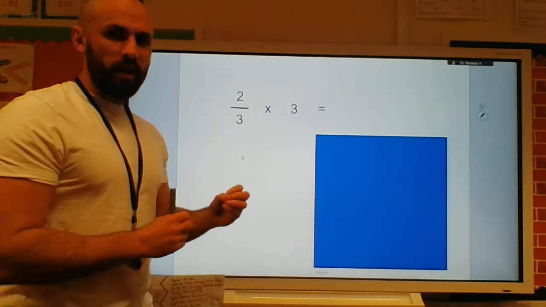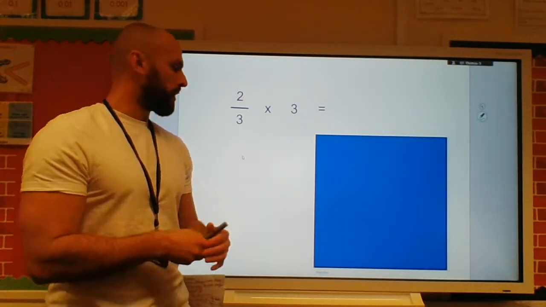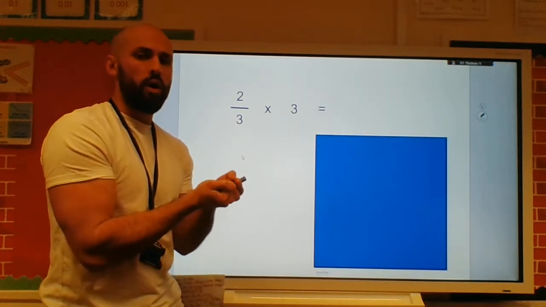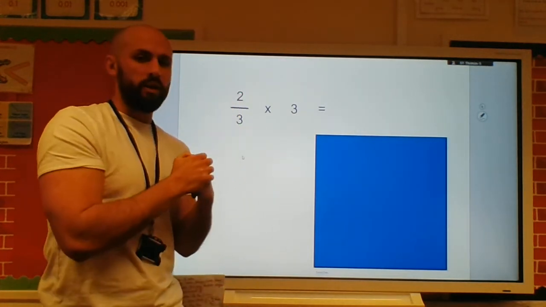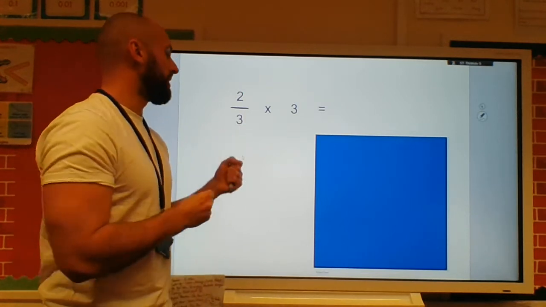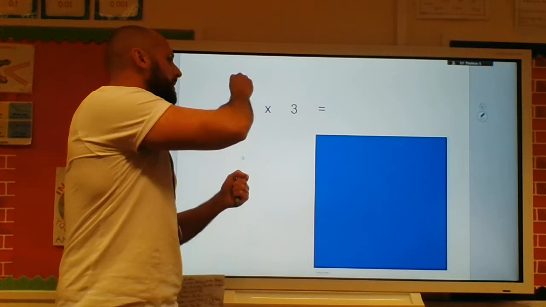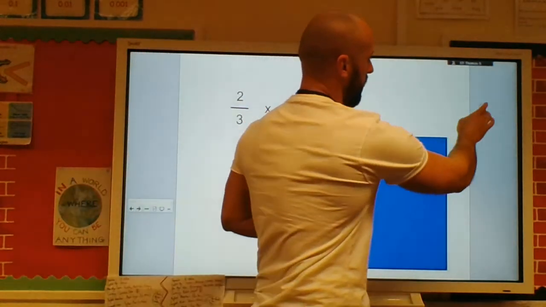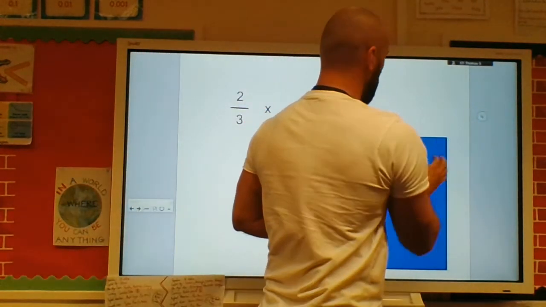Before we start, again, it's worth reminding ourselves that the denominator is how many parts there are to the whole, and the numerator is how many parts we have. So when we multiply this, it will only be the numerator that changes, because the only thing that will change is how many parts we have. And here I've got my model there to show me.